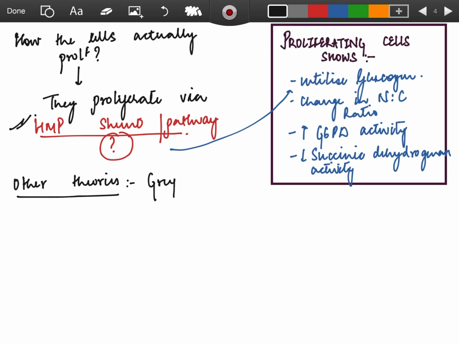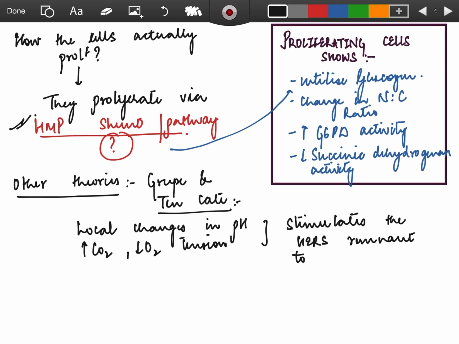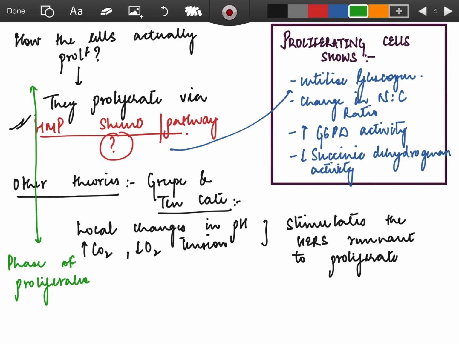There are other theories by Grupe and Ten Cate on how the cells proliferate. They said that inflammation causes local changes in pH, with an increase in carbon dioxide and a decrease in oxygen tension. All of these lead to stimulation of the Hertwig remnants, which leads to the formation of the radicular cyst. This we call the phase of proliferation.